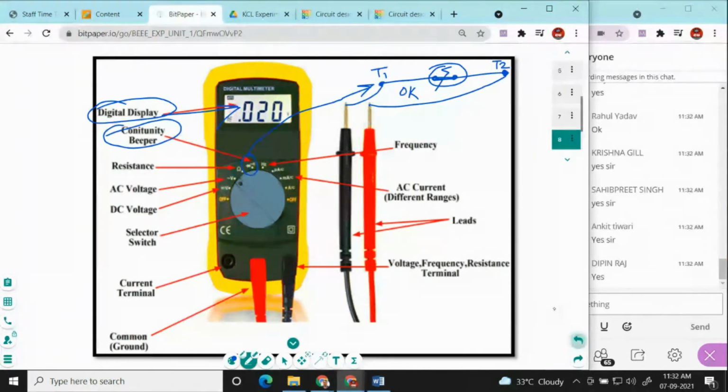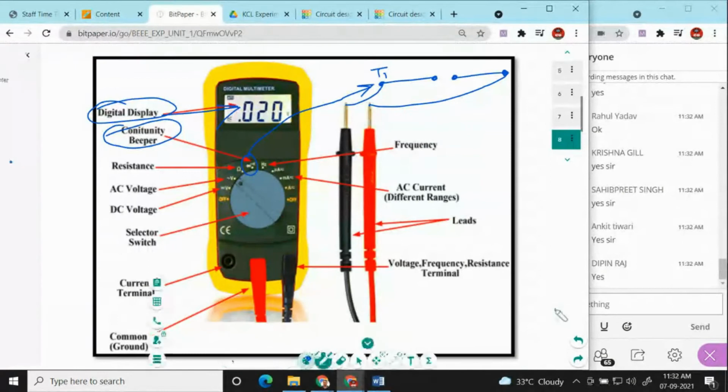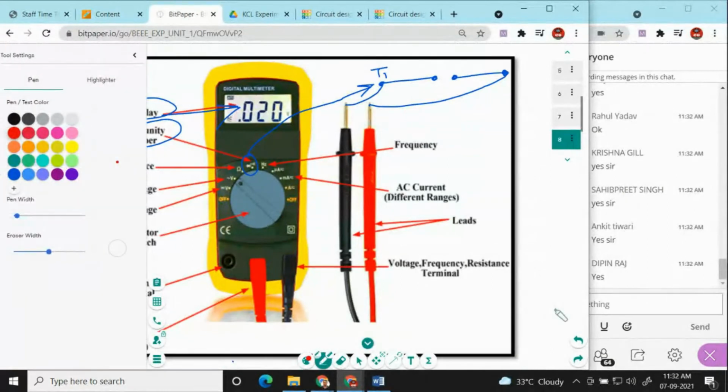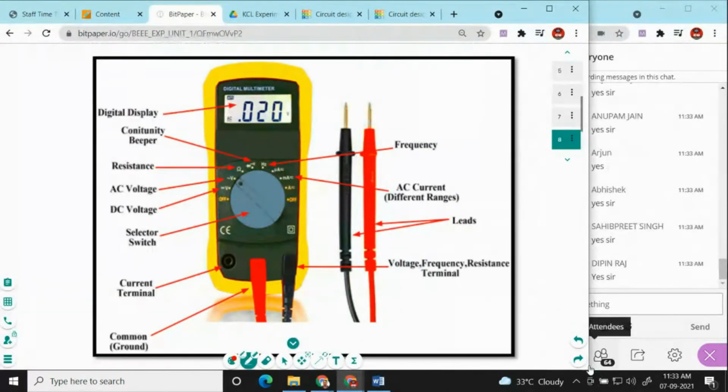Let's suppose that we have a resistance, and we want to calculate that resistance value. Let's suppose that I am placing that resistance right here. So what you will do, you will place the positive terminal at T2 point and ground terminal at T1 point, and place your knob toward this ohm sign, and you will find the resistor value right here.